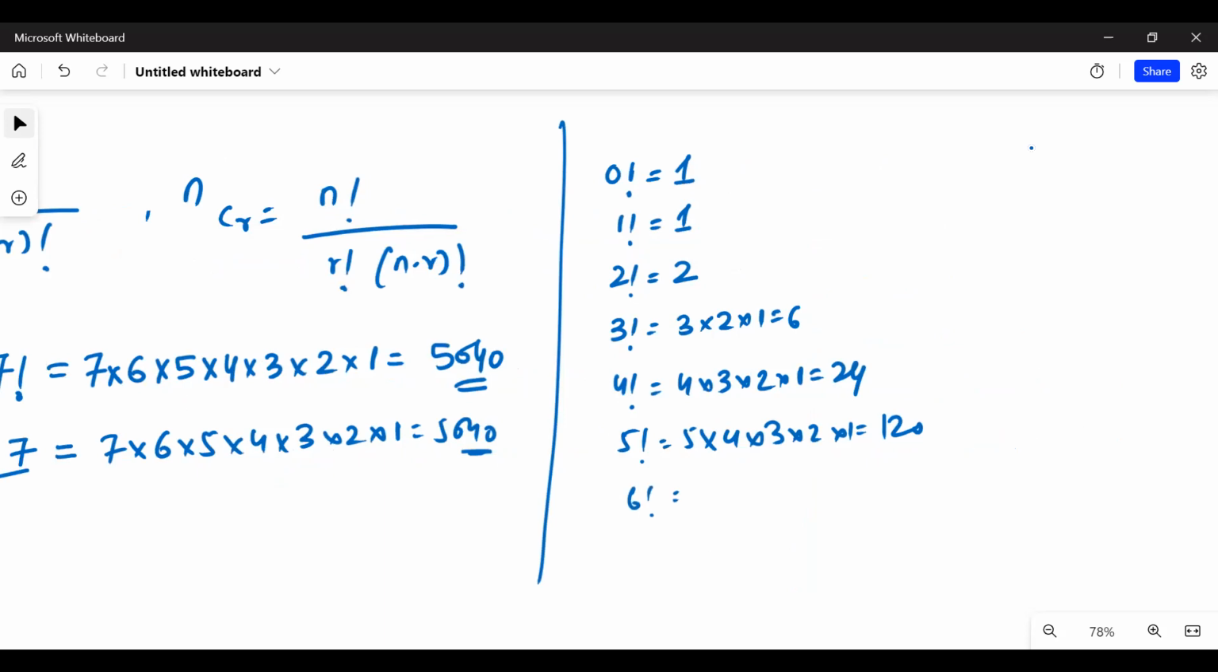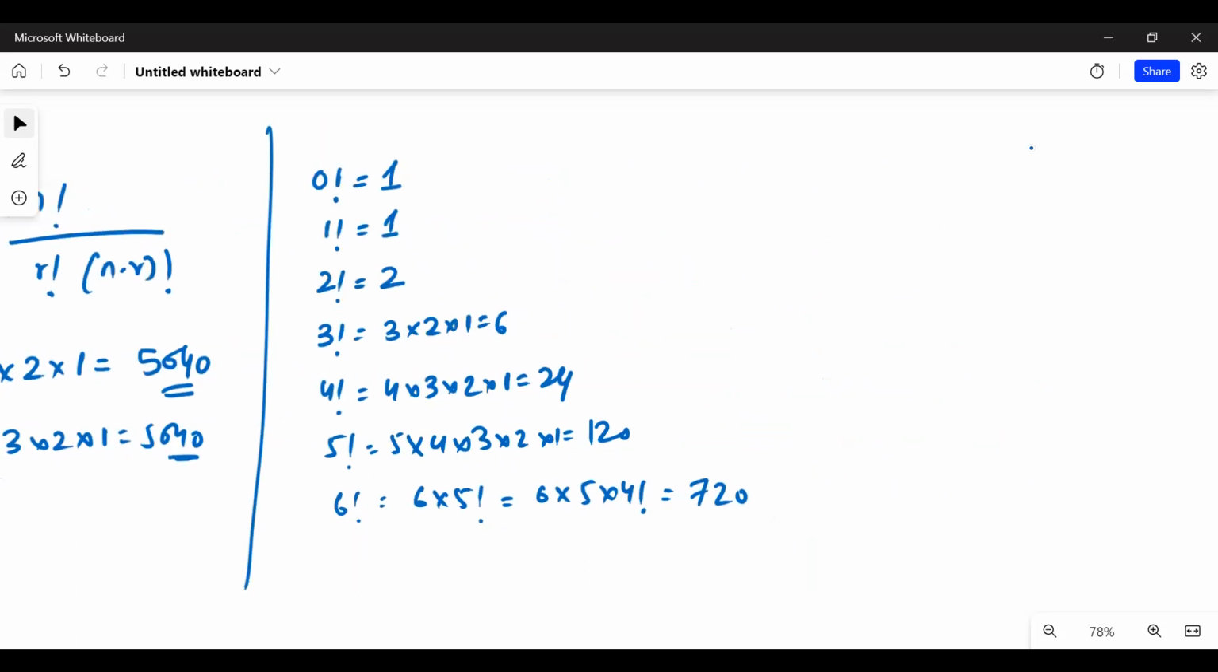So what is 6 factorial? I can write 6 factorial as 6 into 5 factorial, or I can write it as 6 into 5 into 4 factorial. You're getting the logic? If you solve this, you get 720. You have to remember this. All these values you have to memorize. 7 factorial is 5040. 8 factorial is 40320. You have to remember this value.